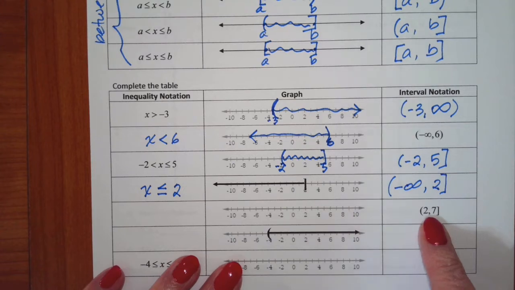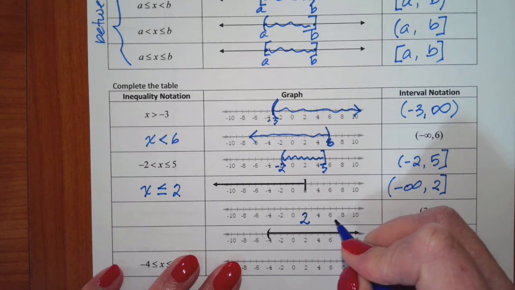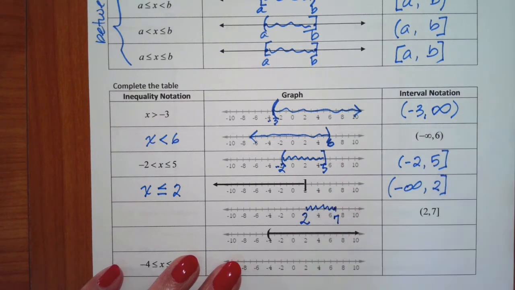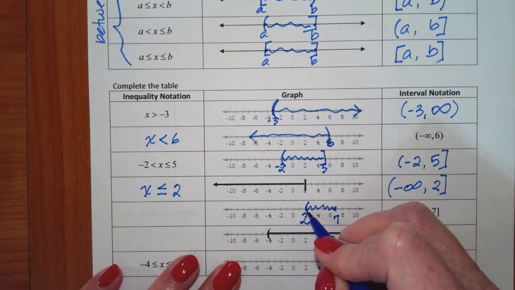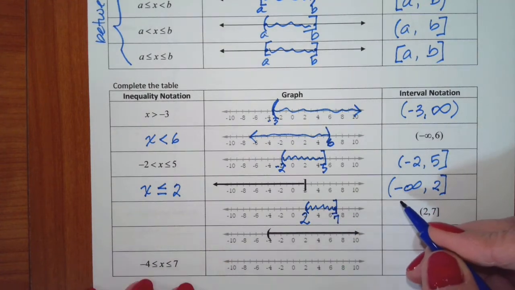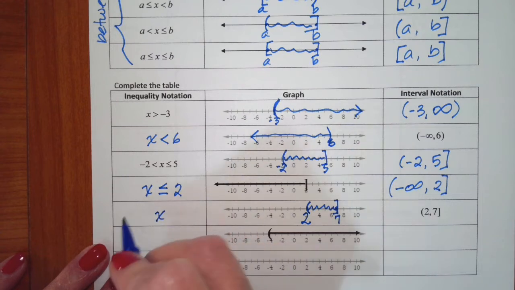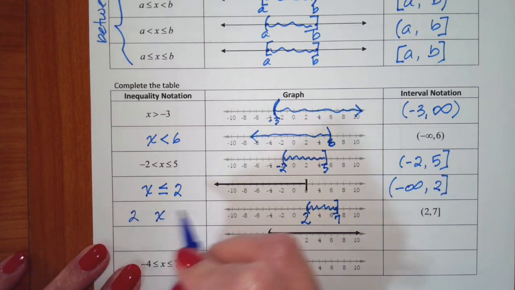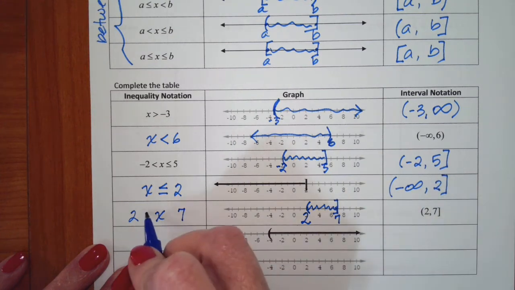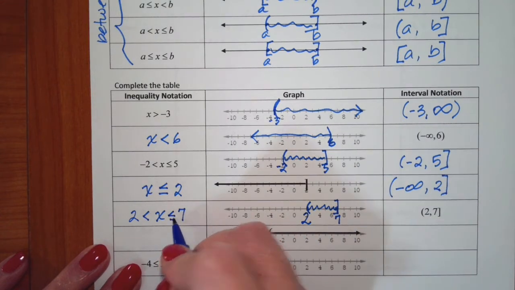In interval notation, this tells me that my smallest value is 2 and my largest value is 7. So it's everything in between here. It does not include the 2. It does include the 7. So I know all my values, my x's, are between 2 and 7. It does not include the 2, so it's less than. It does include the 7, so it's less than or equal.